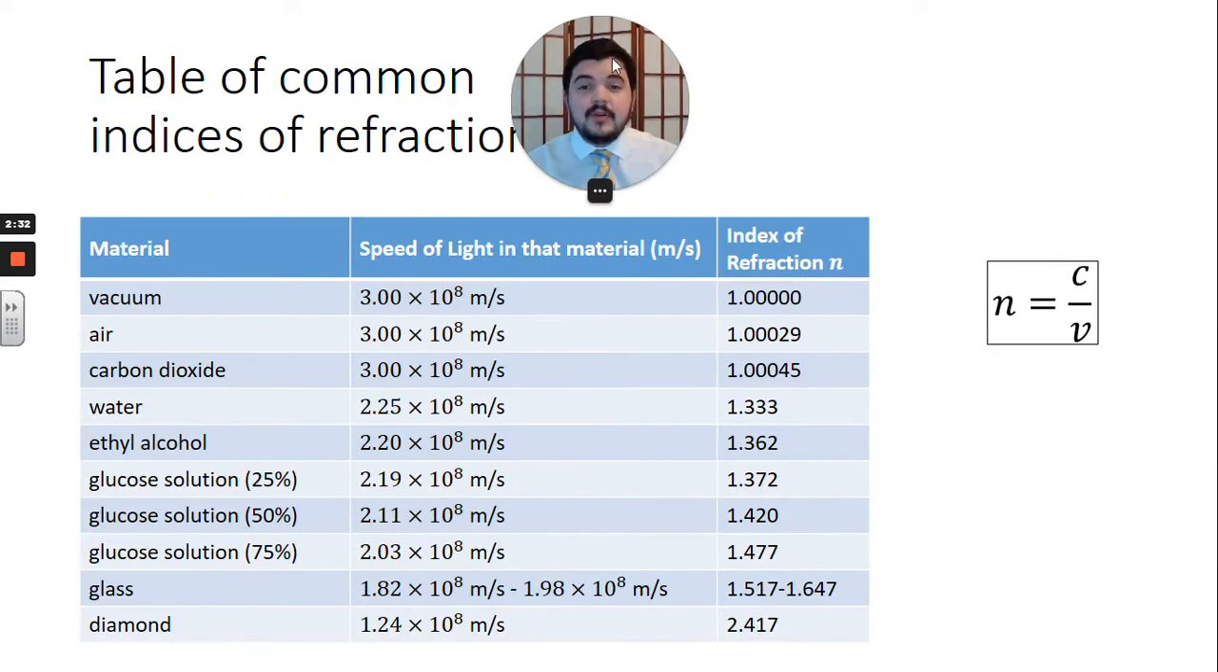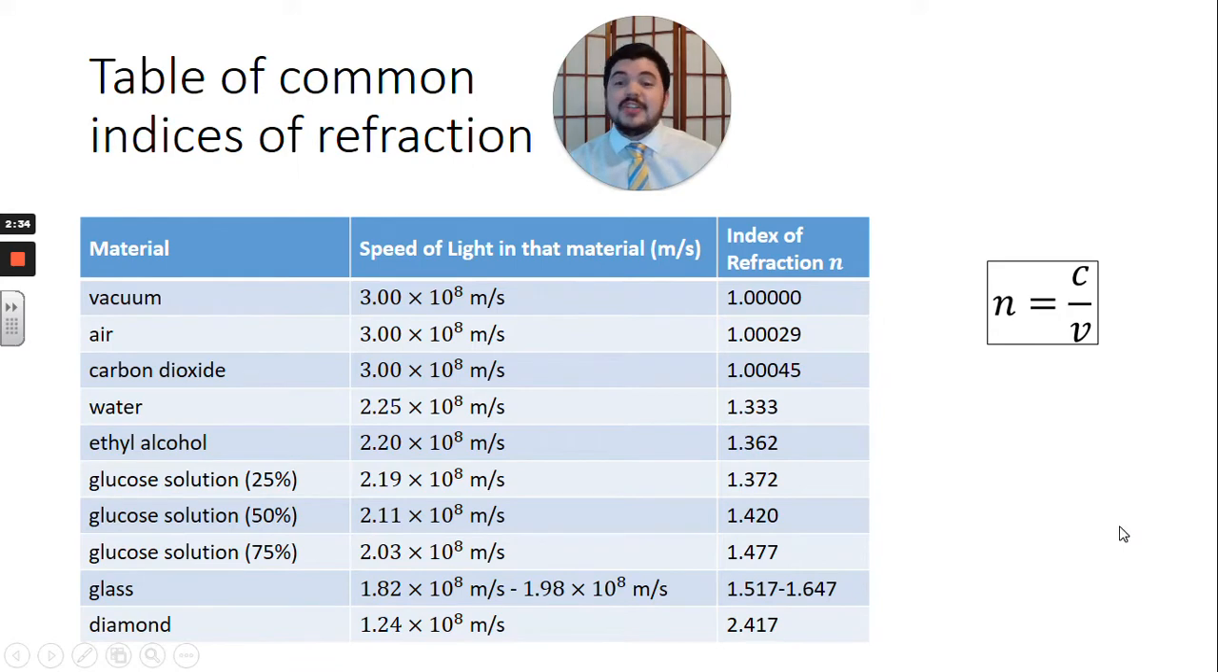Here is a table with some common indices of refraction. By the way, that is the plural of index. It's not indexes, it's indices. Feel free to say either.